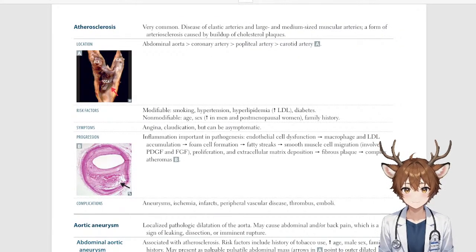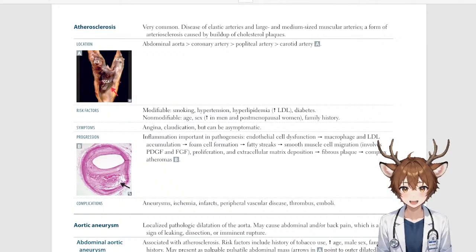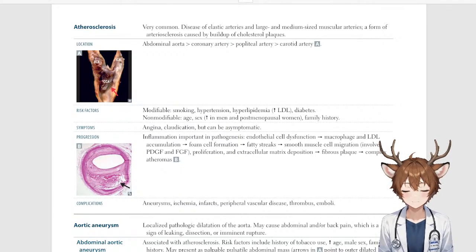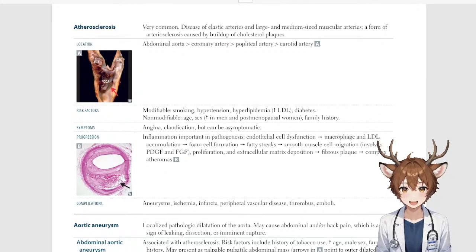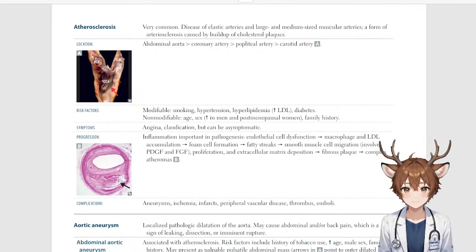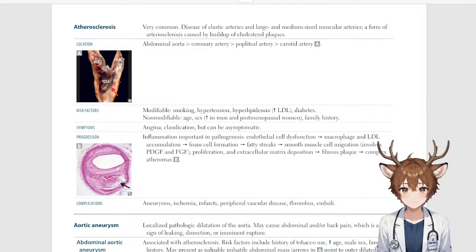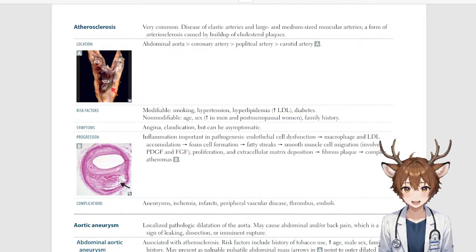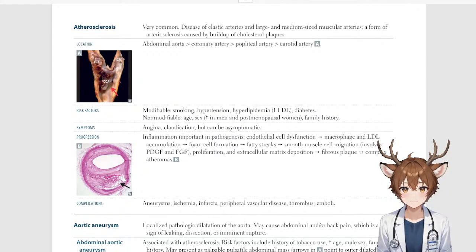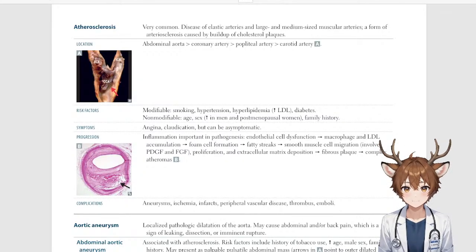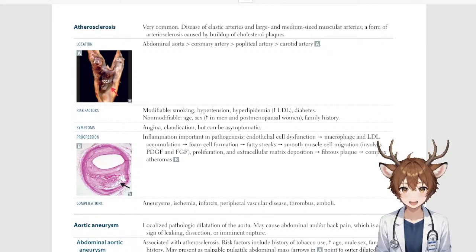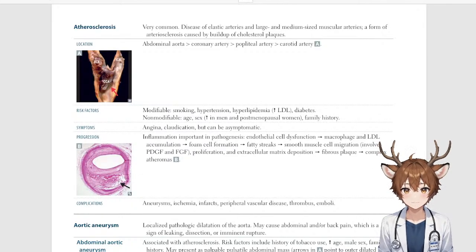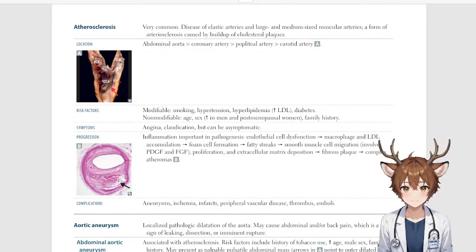Risk factors. Modifiable risk factors would be hypertension, tobacco smoking, dyslipidemia, which increases the LDL and decreases HDL, and diabetes. So these are the things you can modify, basically. What about non-modifiable? Age, male sex, postmenopausal status, and family history. What are some symptoms? Angina, claudication, but can be asymptomatic.